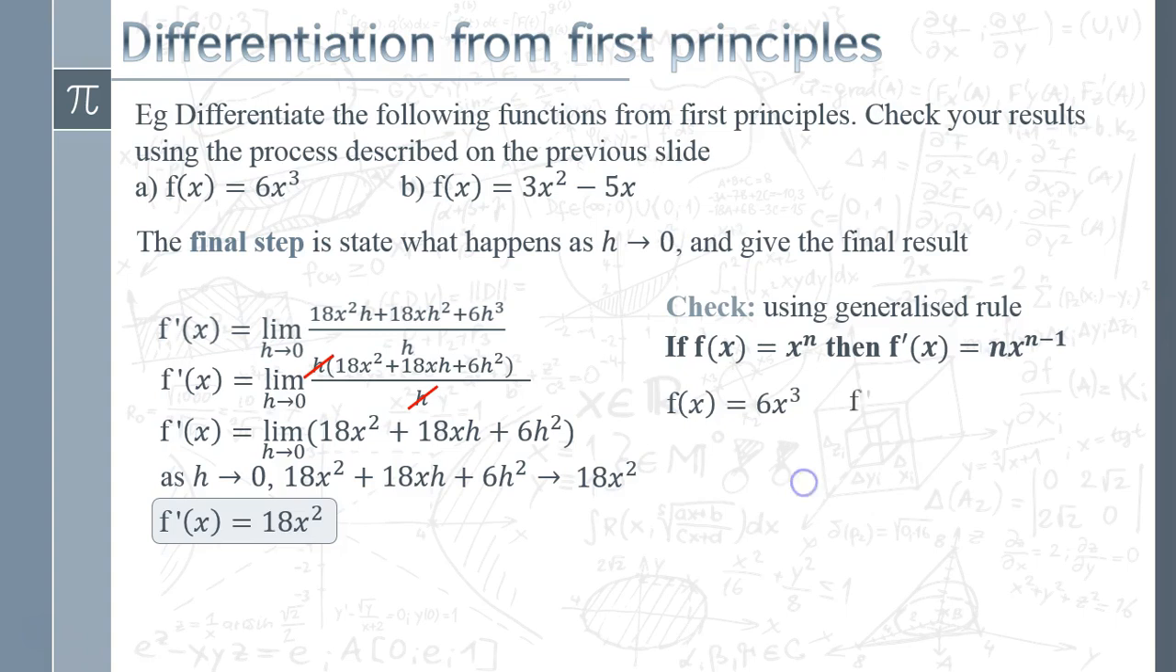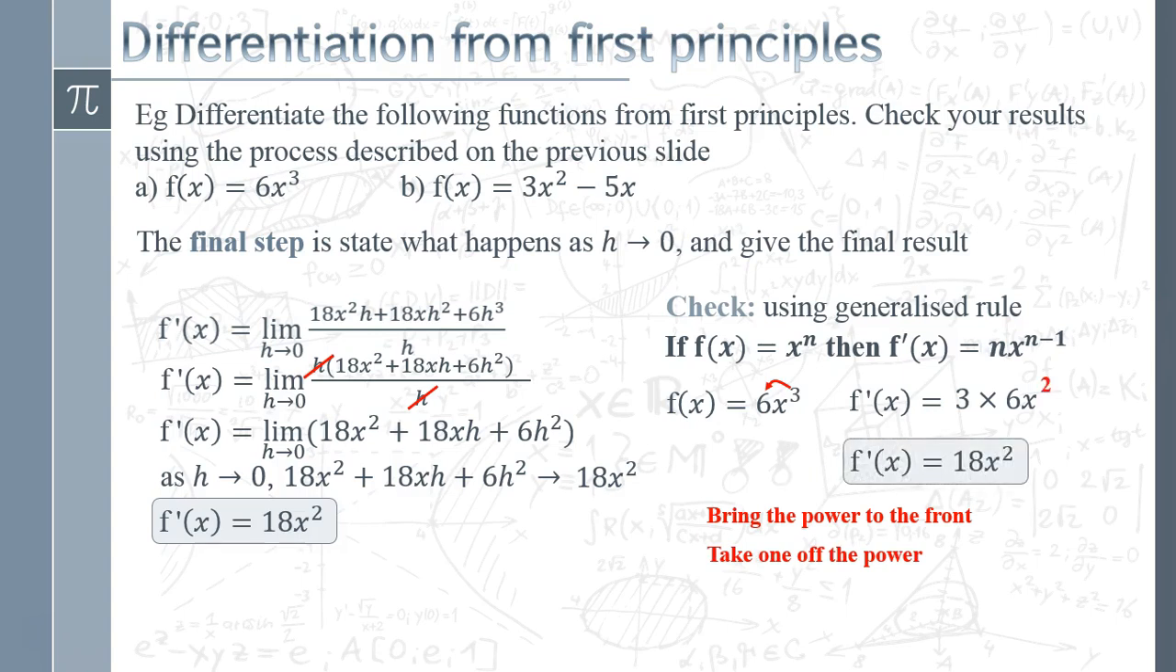So there's 6x cubed, so f dash of x equals, what we're going to do is bring the power to the front. So that 3 is going to come to the front and multiply the 6. The x is still going to be there. That's not changing. Take one off the power. That becomes squared. And you can see straight away, there's the 18x squared that we got from first principles.